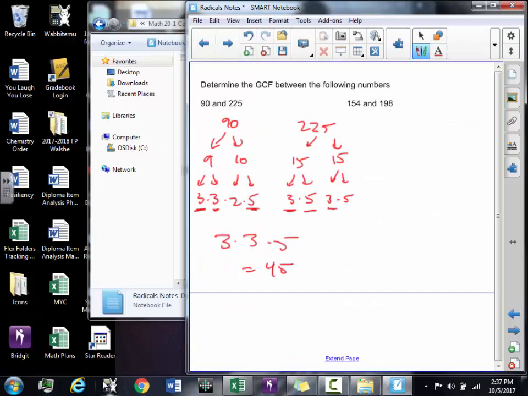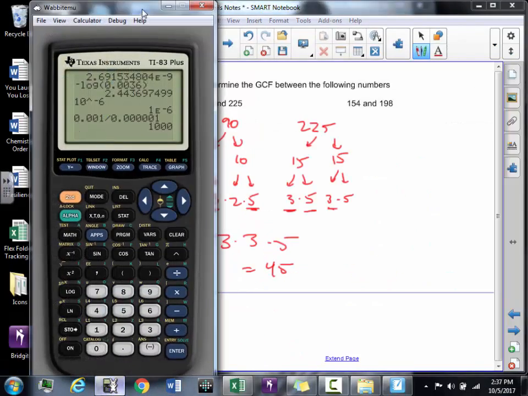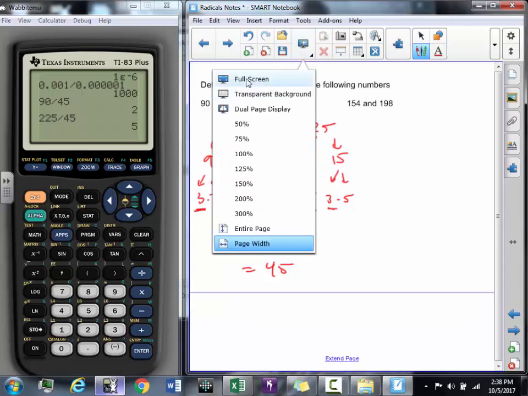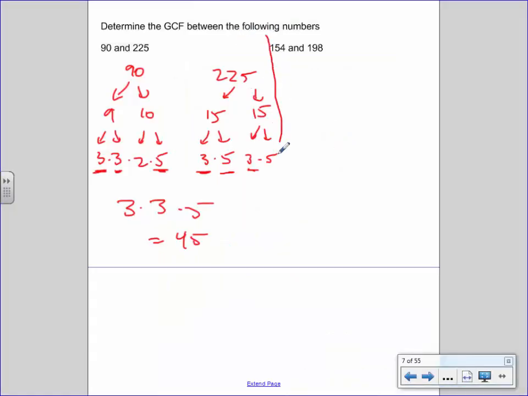So here's what that means then. Can 90 divide by 45 and give you a whole number? Yeah, it can. Can 225 divide by 45 and give you a whole number? Yeah, it can. This is the largest number that is a factor of both. I'm sure some of you have already gone on and done the second one here. I'll just do it off to the side here.